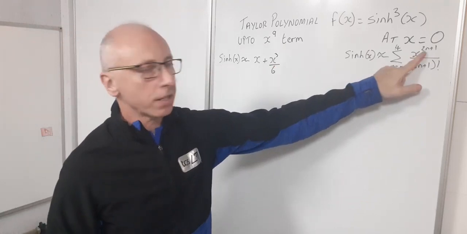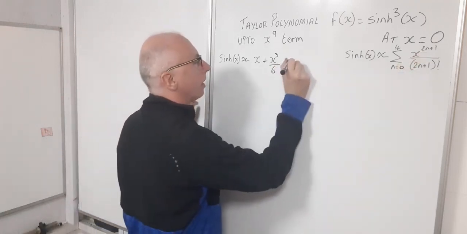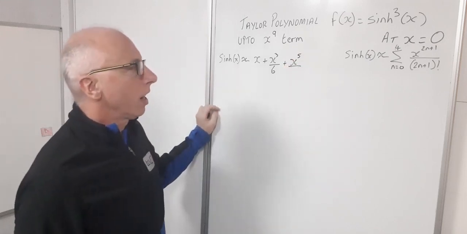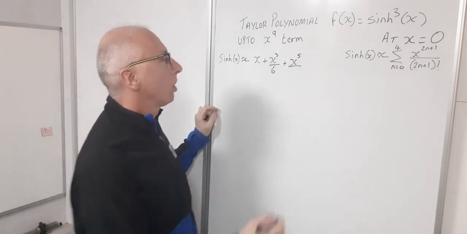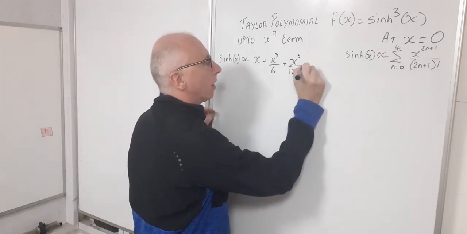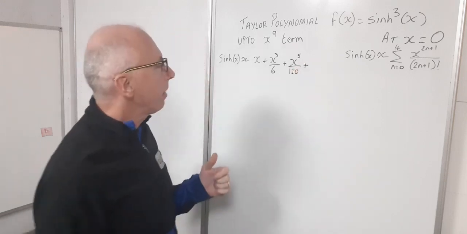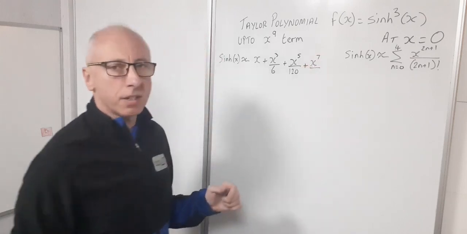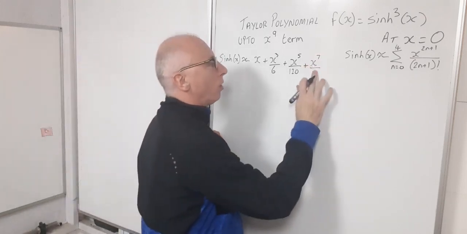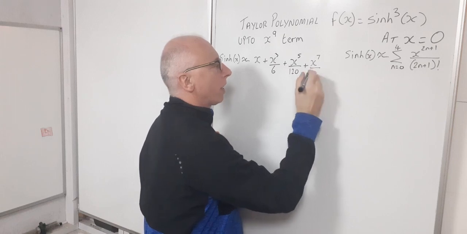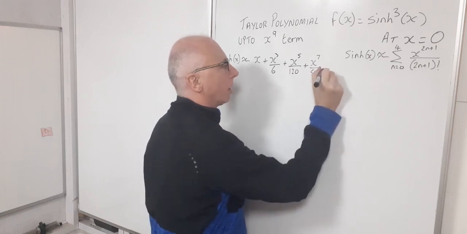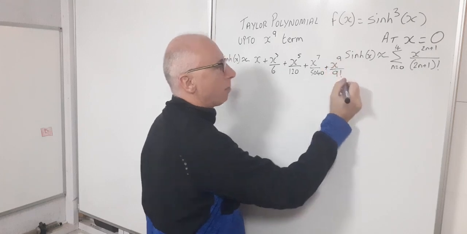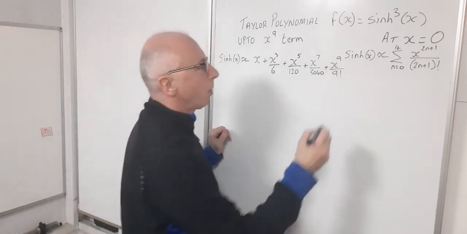Next one, I'm going to have x to the 5, so you can see the pattern here. x to the 5 over 5 factorial, which is 120. And then x to the 7 is the next one. That's going to give me 120 times 6 is 720, times 7 is 5040. And then the last one is x to the 9 over 9 factorial, which I'm not going to work out at the moment. And this will go on.